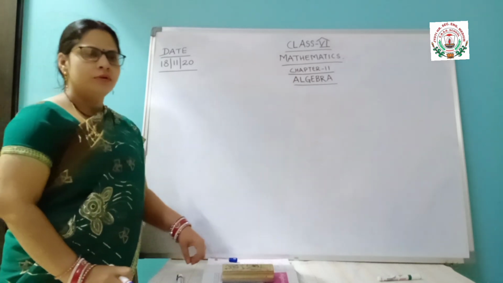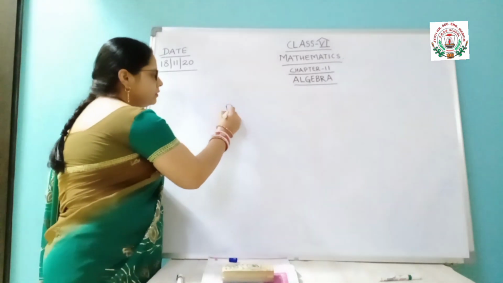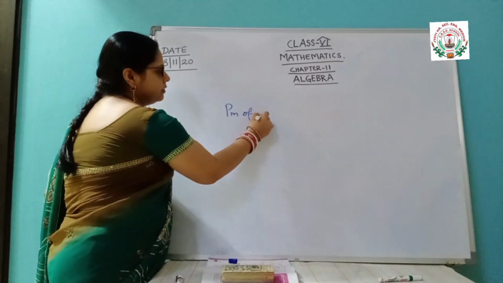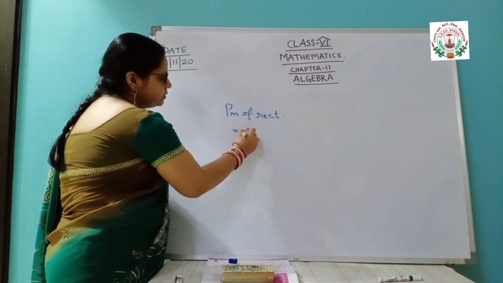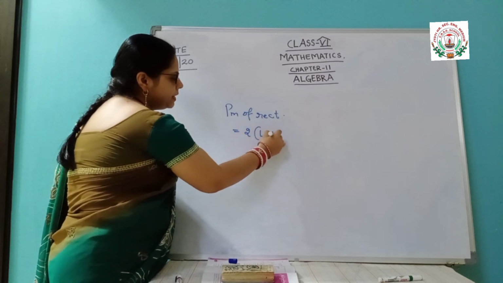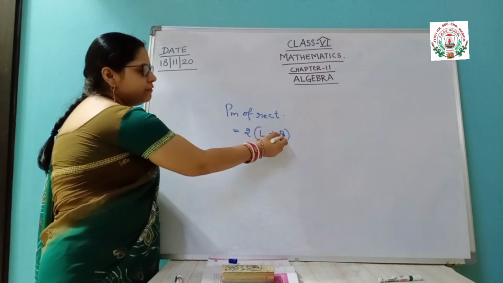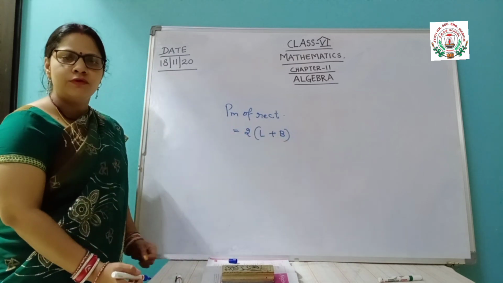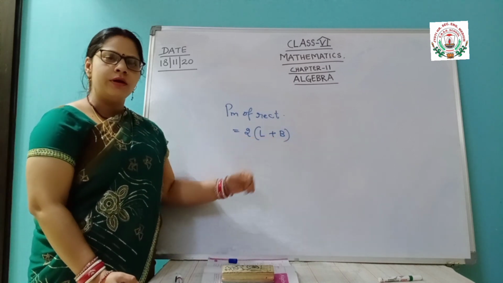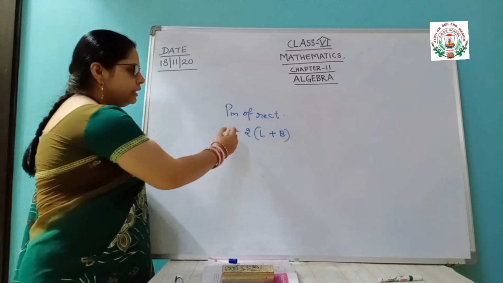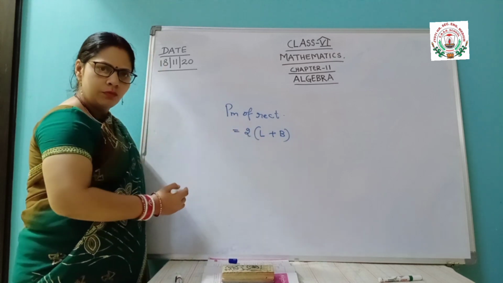Formula of perimeter of rectangle you have studied. What is the perimeter of a rectangle? It is 2 into (L plus B). This you are writing, where the value of L and the value of B keeps on changing from question to question. You can keep the value according to the question given. So this is the variable. This is only called the variable.